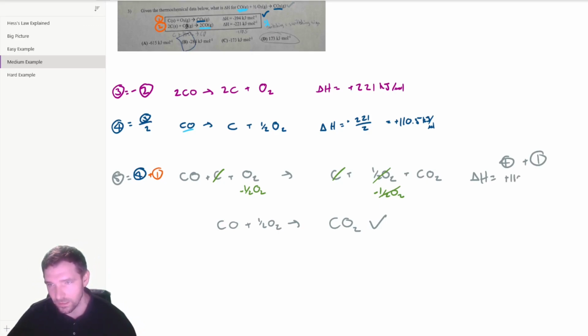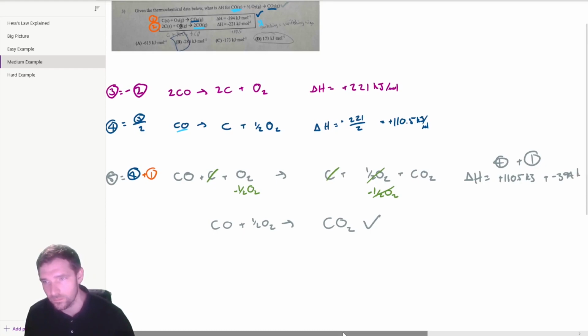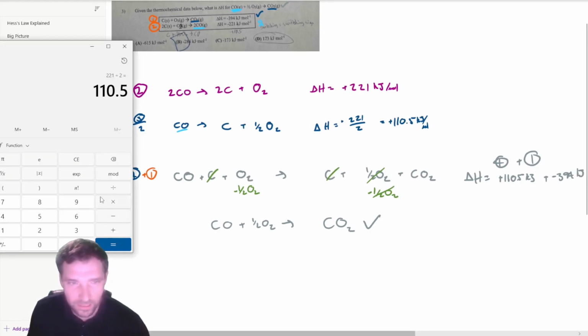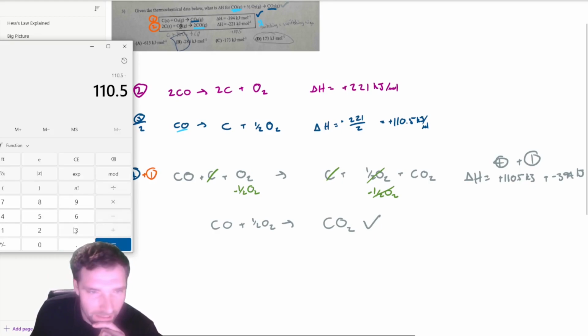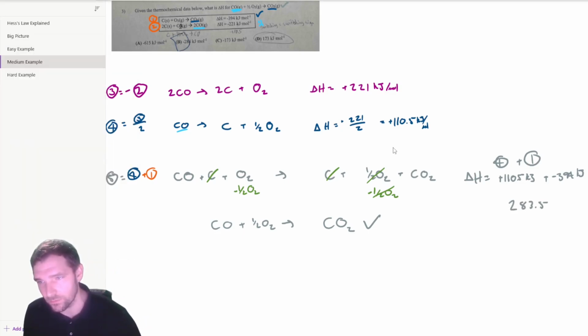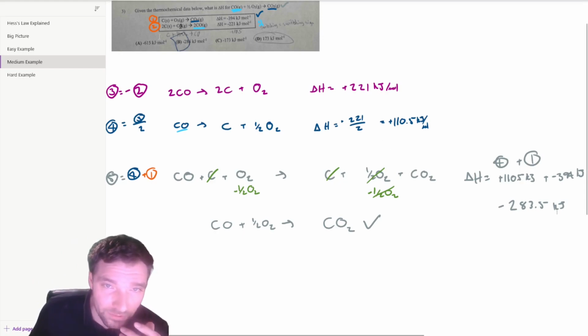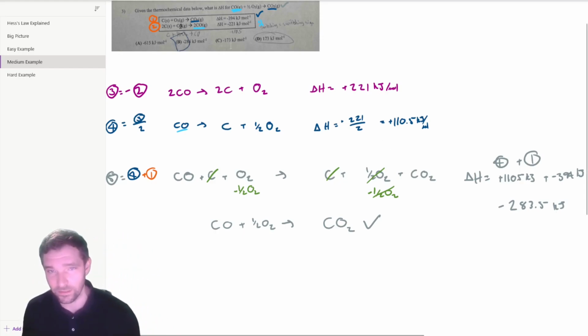So that's a positive 110.5 kilojoules for line 4. And that was being added to a negative 394 kilojoules for line 1. When we add those two numbers together, let's just subtract 394 from that. We get negative 283.5 kilojoules. And so this is looking like that's our option B there. So we're able to get to our final answer there.